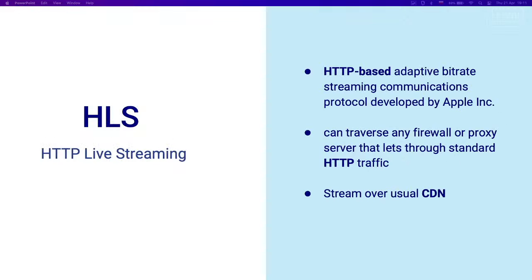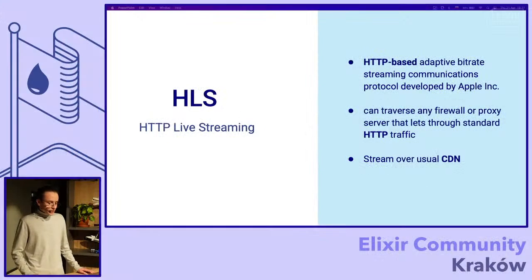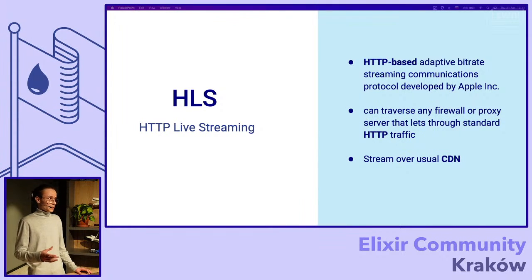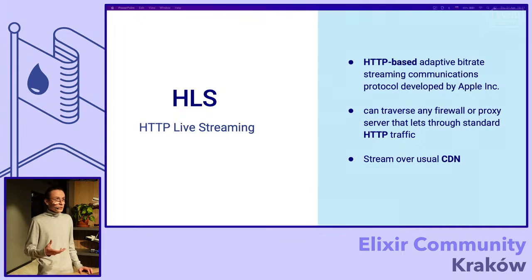So what is HLS? HLS is an HTTP-based adaptive bitrate streaming communication protocol developed by Apple. It can traverse any firewall because it just uses simple HTTP traffic. And you can stream your content using a content delivery network. These are the benefits of HLS.